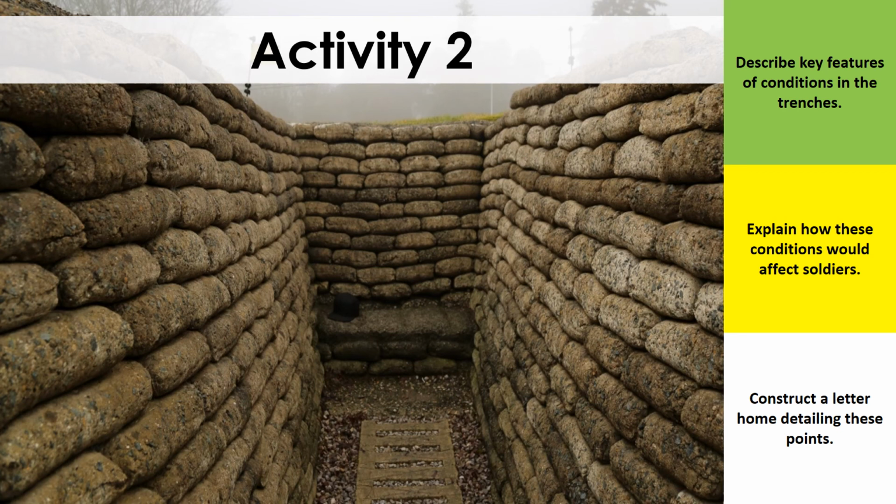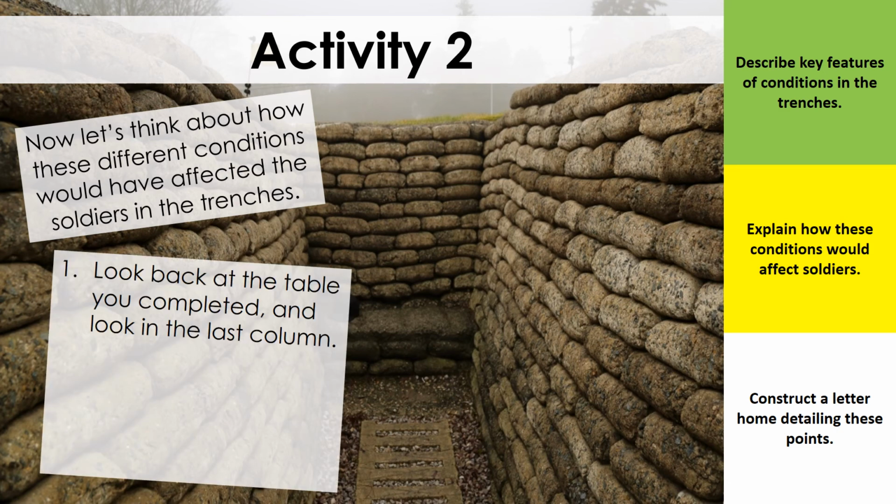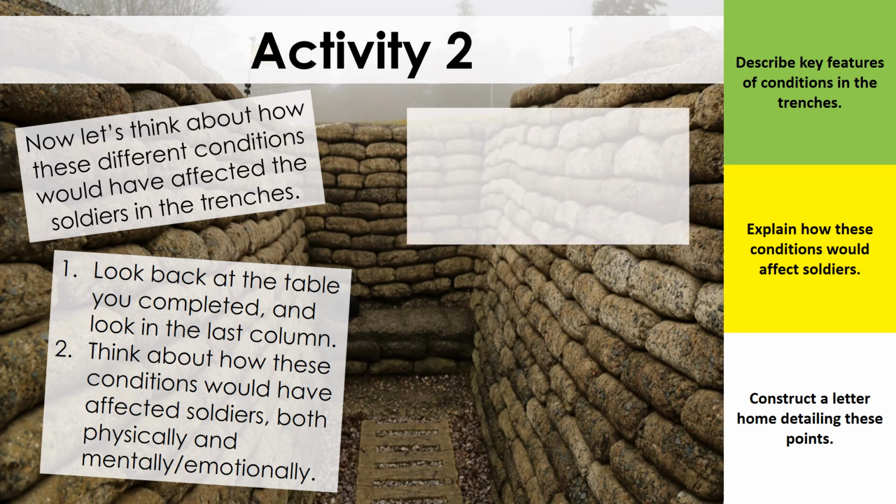Okay, the next activity. What we're going to do for activity number 2, we're going to think about how these different conditions would have affected the soldiers in the trenches itself. So we're going to look back at the table you completed and look in the last column where you thought about how soldiers were affected. I want you to think about how these conditions would have affected soldiers both physically and mentally/emotionally.